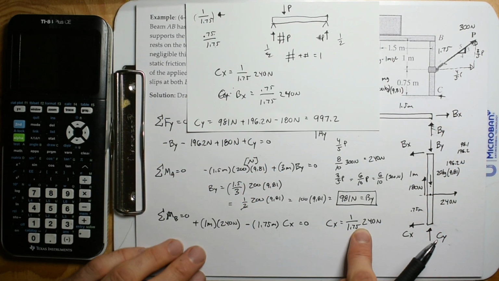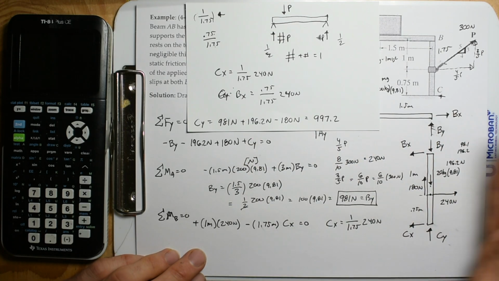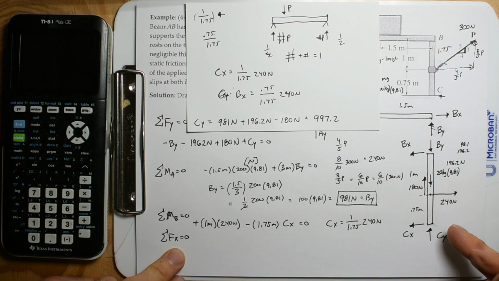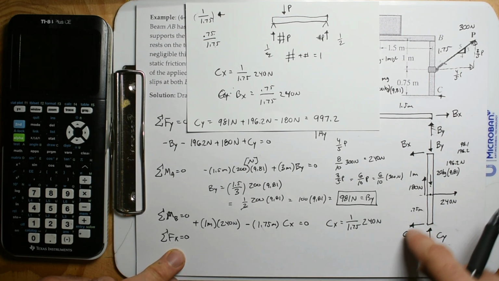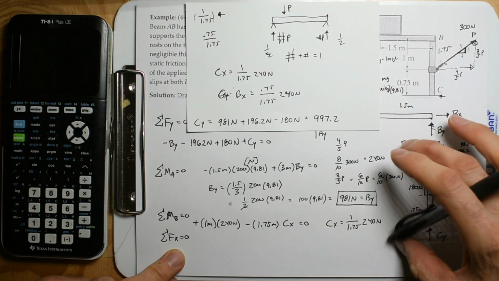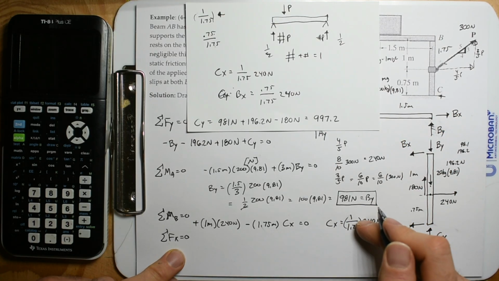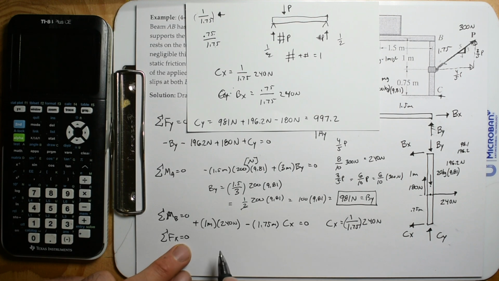And then once we have this, we just sum the forces in the x direction. And it really spells itself out, because 240 has to equal this plus that. And both of those have to equal 240. So the proportions have to sum up to 1.